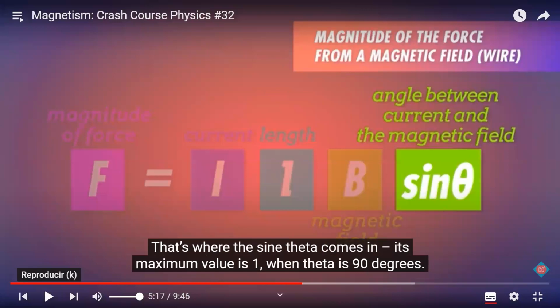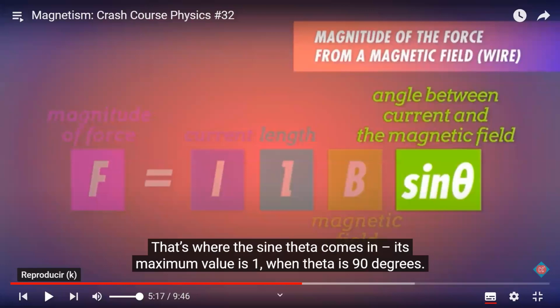Is it the larger the current, the larger the magnetic field, or the force? The force. So in the first one, you have the current, magnetic field, and length. The larger any of those are, the larger the force is going to be. So it's always going to be directly proportional. That's why they're multiplying, correct?